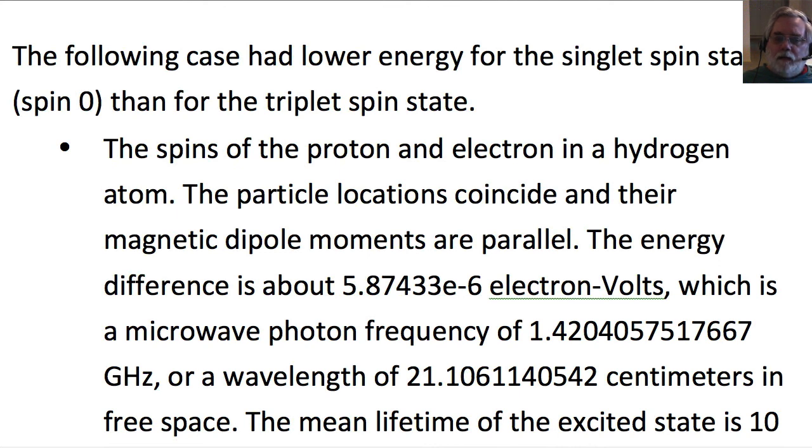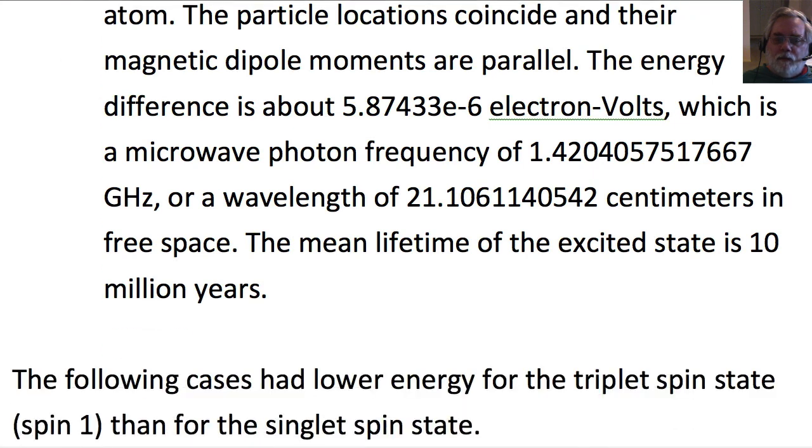The spins of the proton and electron in a hydrogen atom. The particle locations coincide, and their magnetic dipole moments are parallel when their spins are antiparallel. The energy difference is about 6 millionths of an electron volt, which is a microwave photon frequency of 1.4 gigahertz and a wavelength of about 21 centimeters in vacuum in free space. The mean lifetime of the excited state is 10 million years.